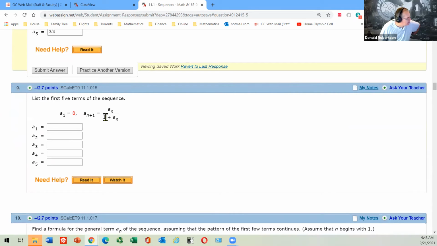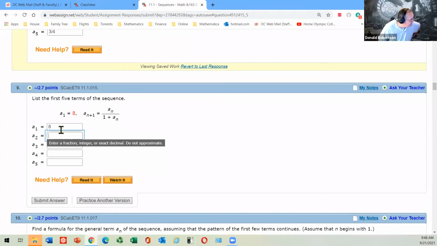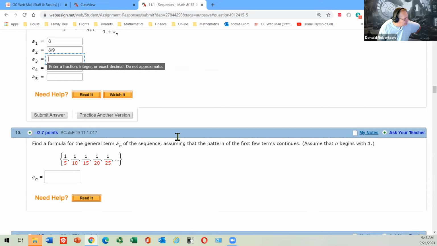Be careful about that. Okay, let's do one of these. First one is 3, which is 8. Now, if I wanted to do A2, it's the previous answer, right? Over 1 plus the previous answer. So what would that be? 8 on the top and 9 on the bottom. Comfortable with that? Previous answer 8 over 1 plus previous answer. And the next one would be some ugly fractions. So I don't want to do that.